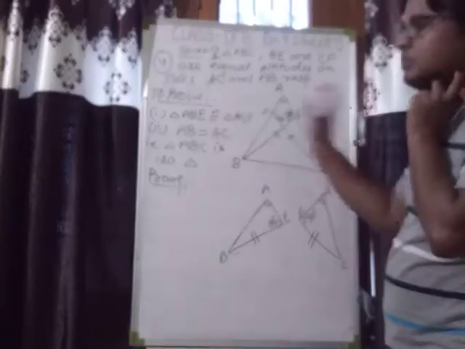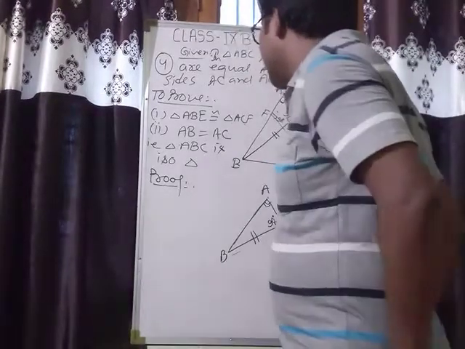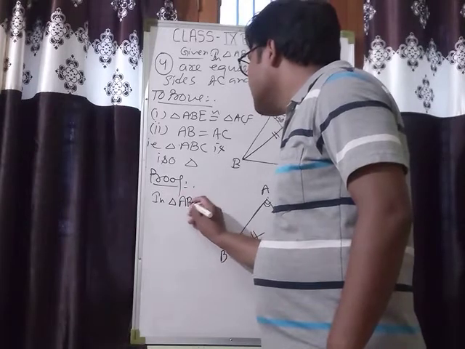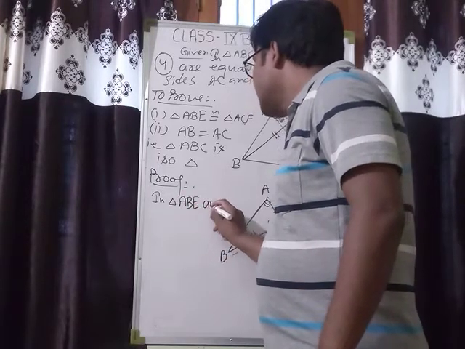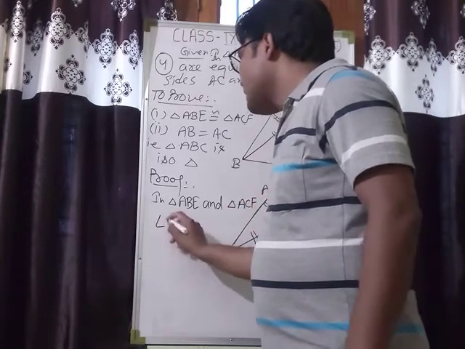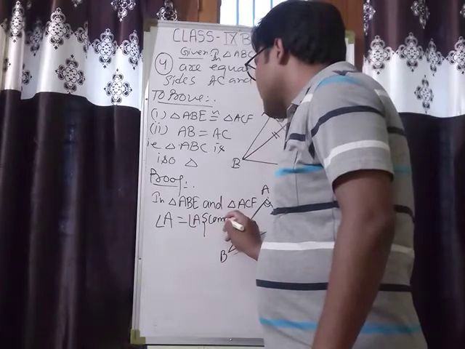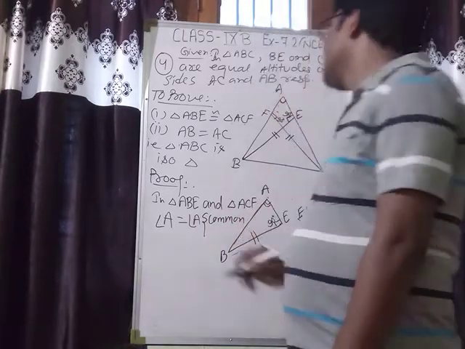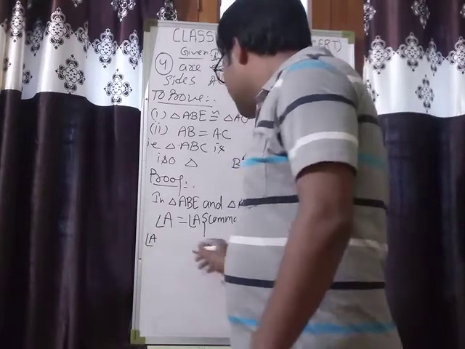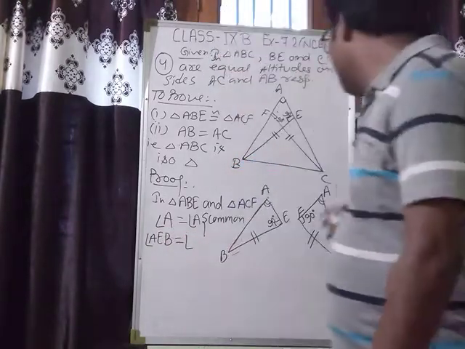So first we can easily prove it. I am going to write here, in triangle ABE and triangle ACF, angle A equal to angle A, common angle. Angle AEB will be equal to angle AFC.